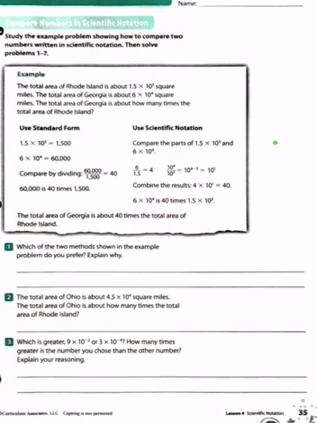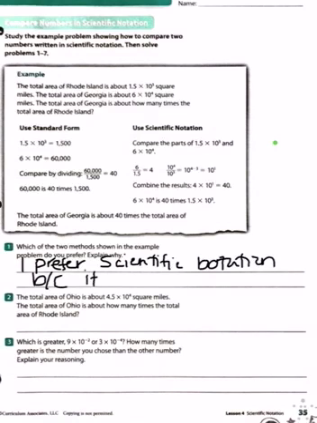Number 1. Which of the two methods shown in the example problem do you prefer? Explain why. This is completely your personal opinion. I prefer scientific notation because it deals with smaller numbers.